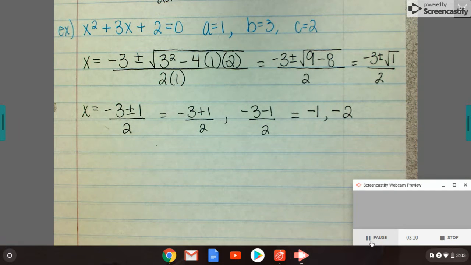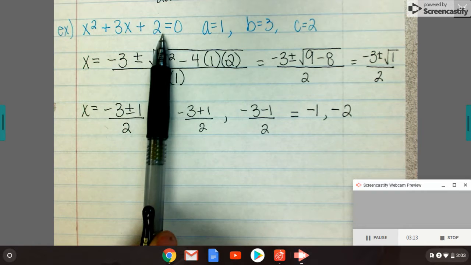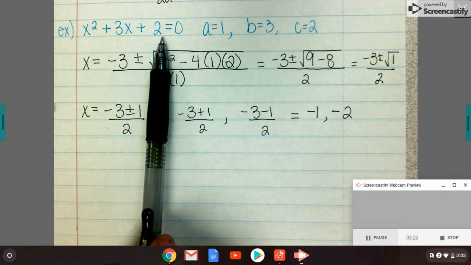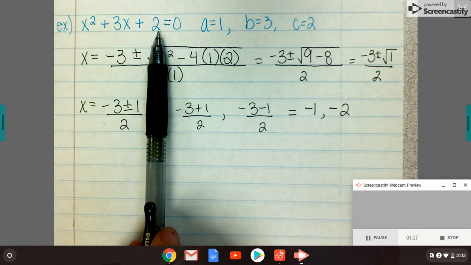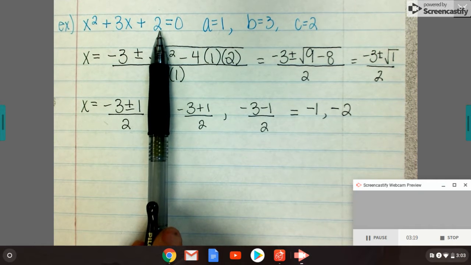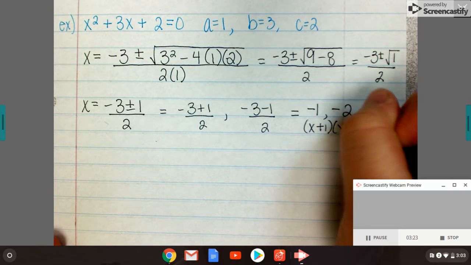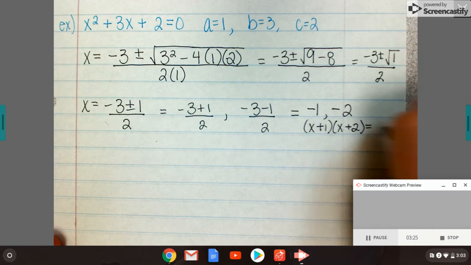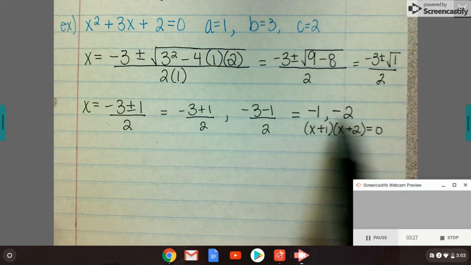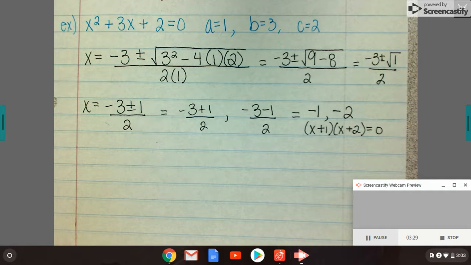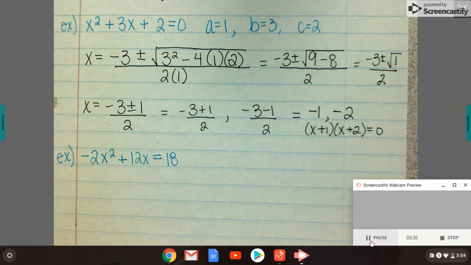Now notice, if we look back at the original equation, I could have actually factored this. I could have looked at the two roots that would have made it, which were 1 and 2. So this actually could have been x plus 1, x plus 2 equals 0, and that would have given us the same answer. But what's nice about the quadratic formula, like I said, is that no matter what you start with, it will always work. So let's work on the next example. It will be a little different.